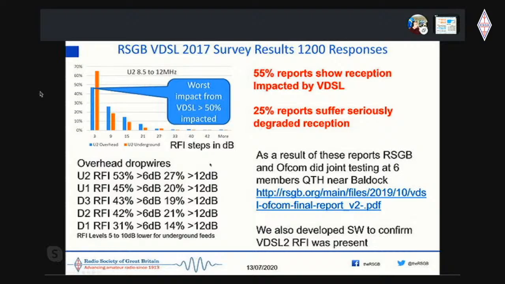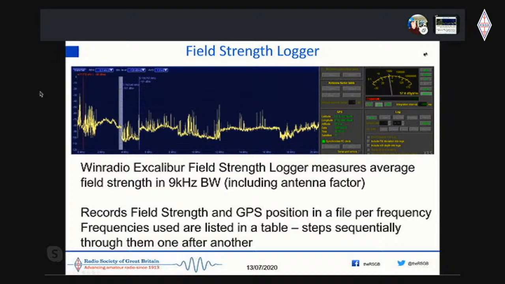So first of all, we used a field strength logger, which measured the field strength at a given point. What it actually did, it's a WinRadio Excalibur, was record the field strength and the position to a file on the computer. The readings it took were at frequencies stored in a table which was driving the SDR, and it stepped through the frequencies, recorded all the data along with the GPS. And that then allowed us to come up with an idea of the level. You can see up the top right there that in this particular reading, the level was 57.4 dB microvolts per meter, and the background without VDSL would have been 11. So that one is 46 dB up.